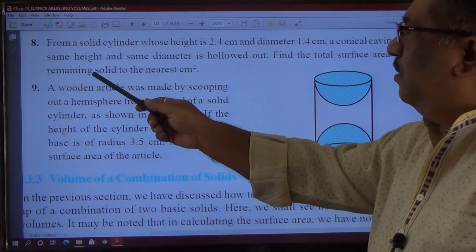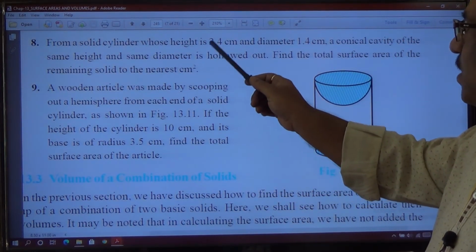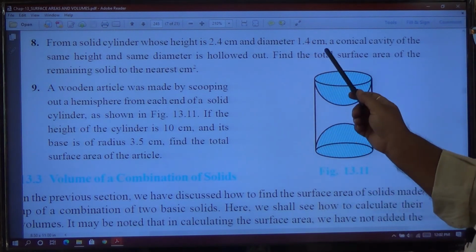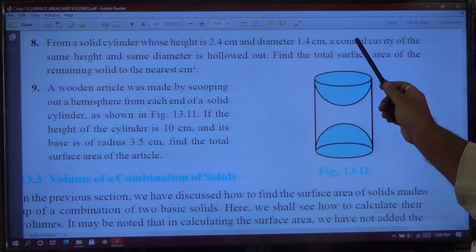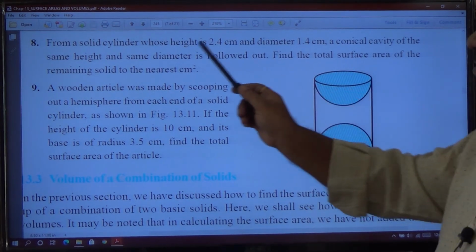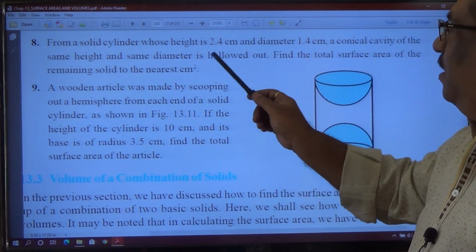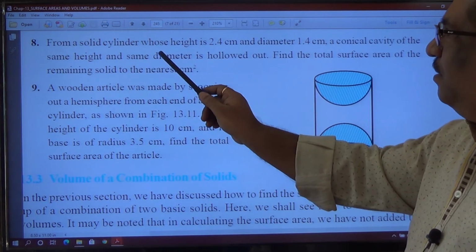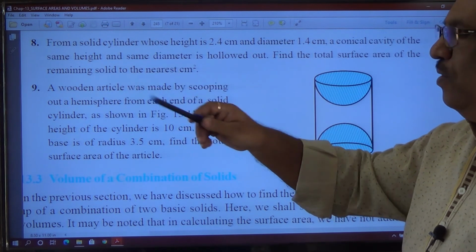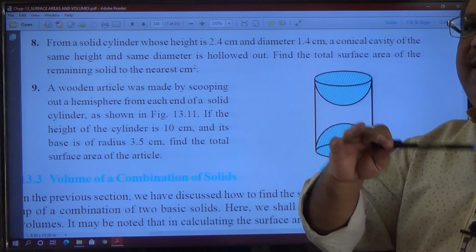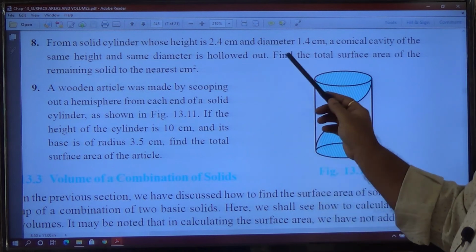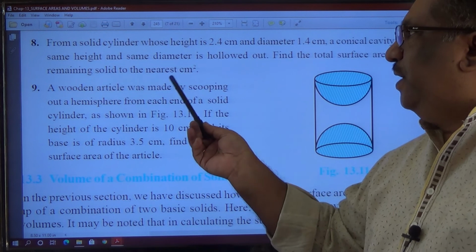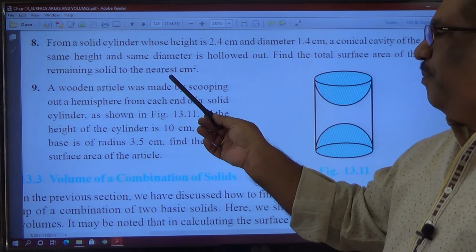Question number 8. From a solid cylinder whose height is 2.4 centimeter and diameter is 1.4 centimeter, a conical cavity of the same height and same diameter is hollowed out. We have a cylinder from which a cone has been taken out. A conical cavity is created in that. Find the total surface area of the remaining solid to the nearest square centimeter. Important. Next.